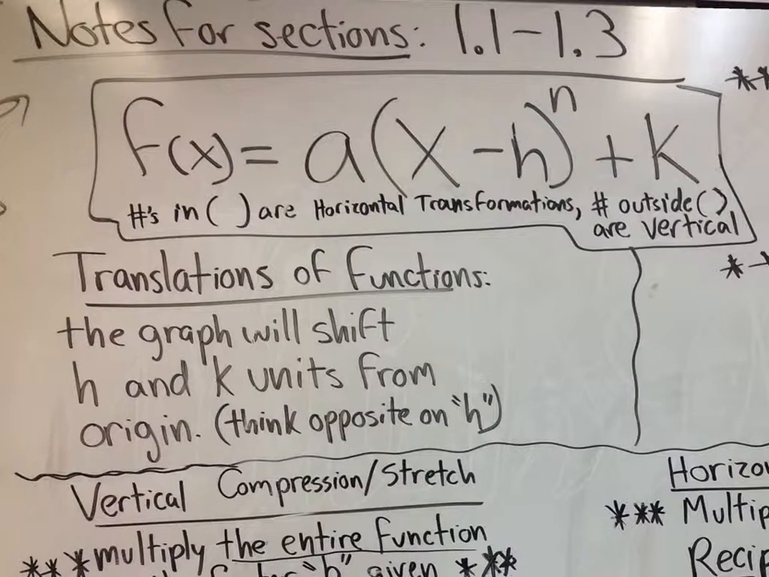And if we think about a translation of left or right, we're really talking about h. If we think about a translation up or down, we're talking about k. And we also need to remember that when we do think of h, we need to think opposite of whatever we see, right? Because of the minus sign that's right in front of there.